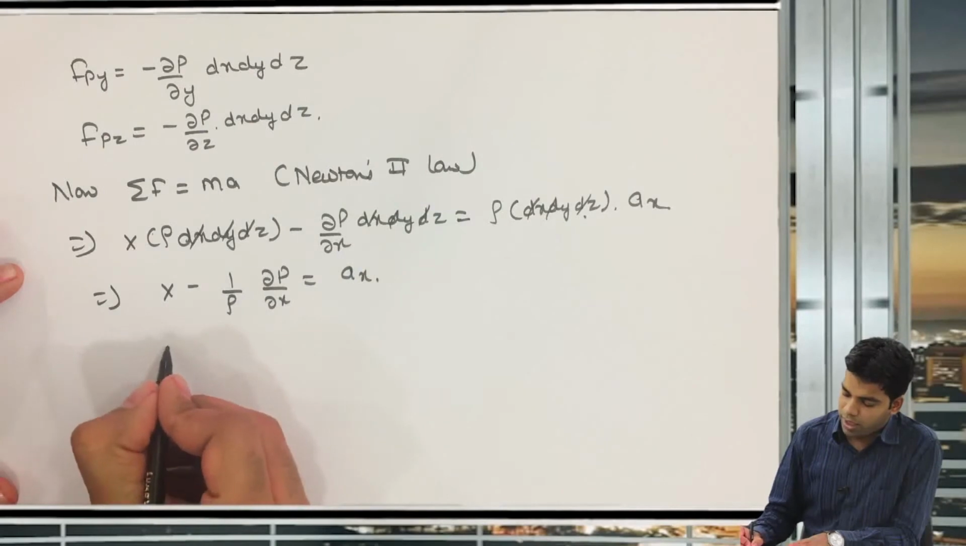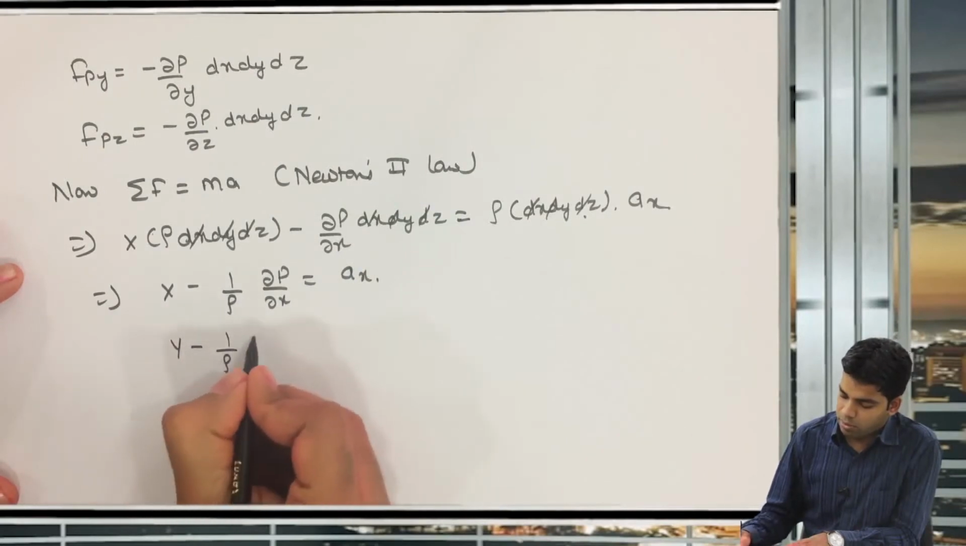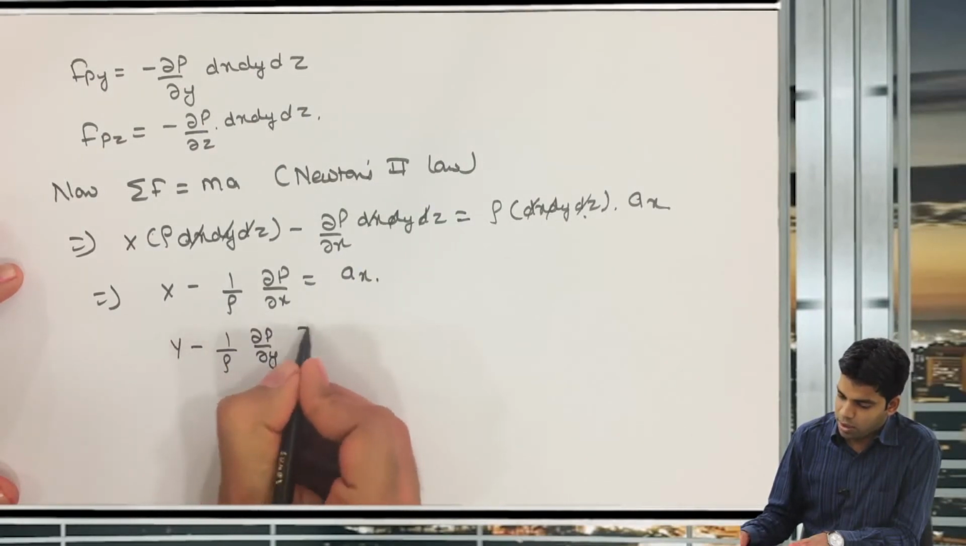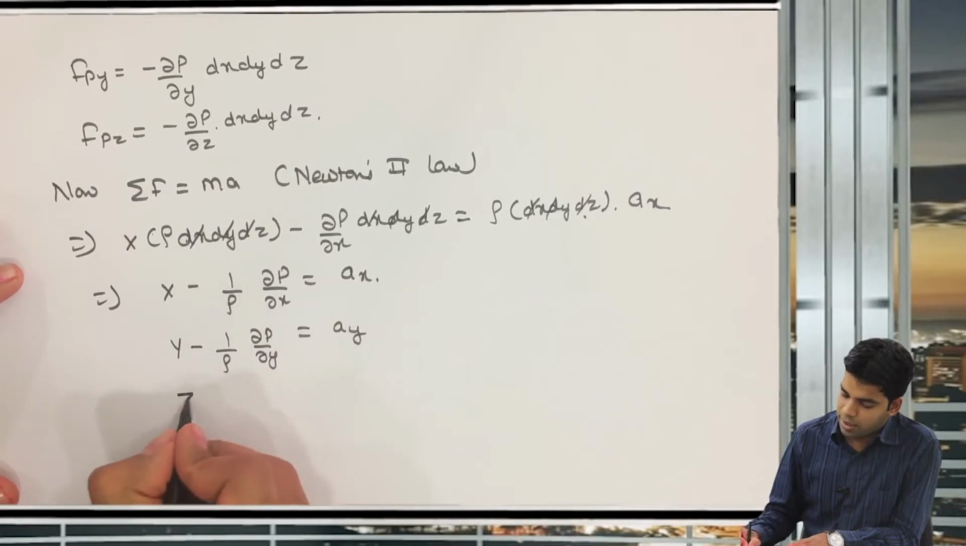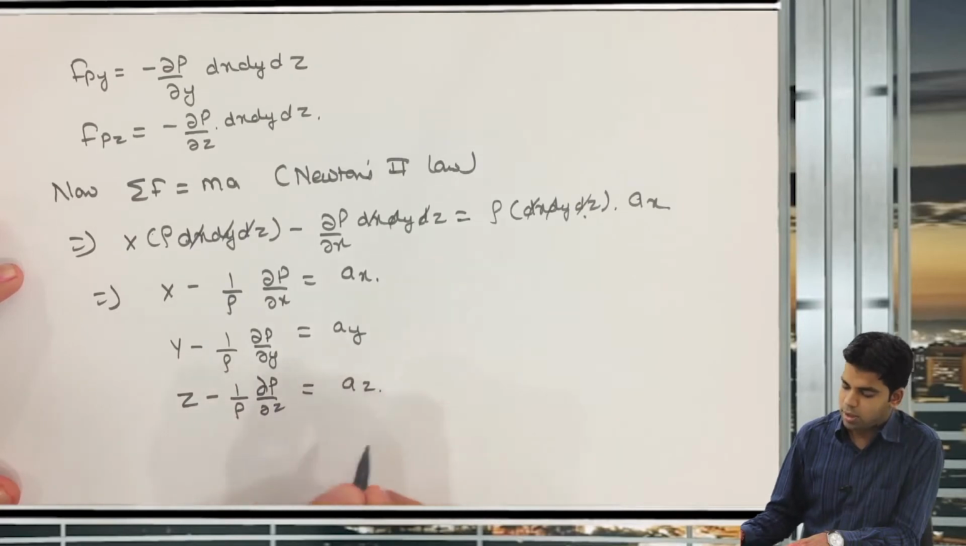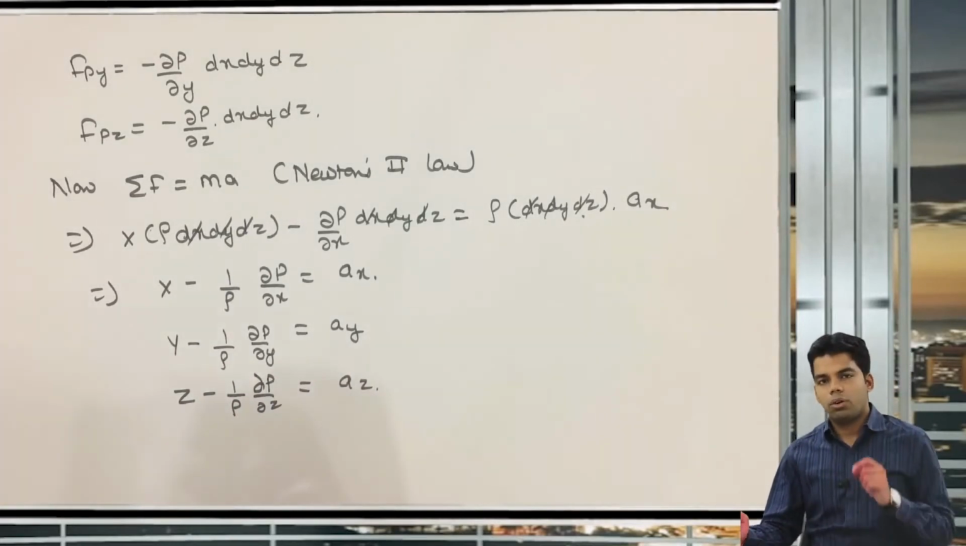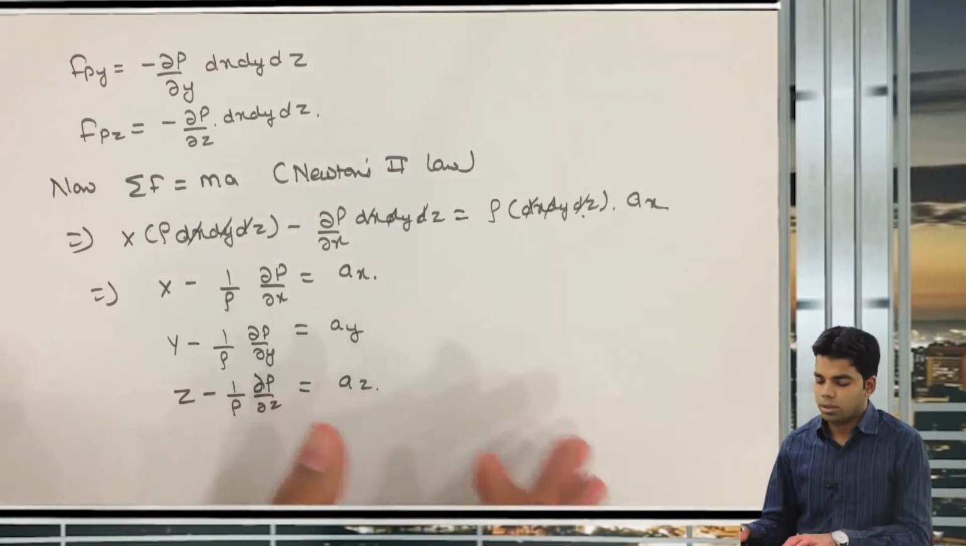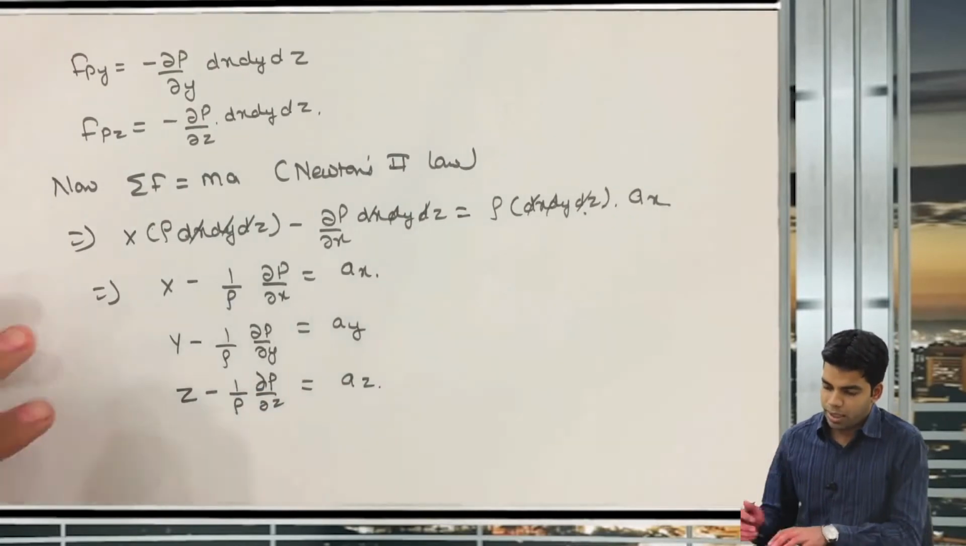Similarly in the y direction this will be Y minus 1 by rho del P by del y is equal to ay, and in the z direction this will be Z minus 1 by rho del P by del z is equal to az. Getting this? Now ax, ay, az we already know; the value of acceleration we have already determined. Ax is equal to what?